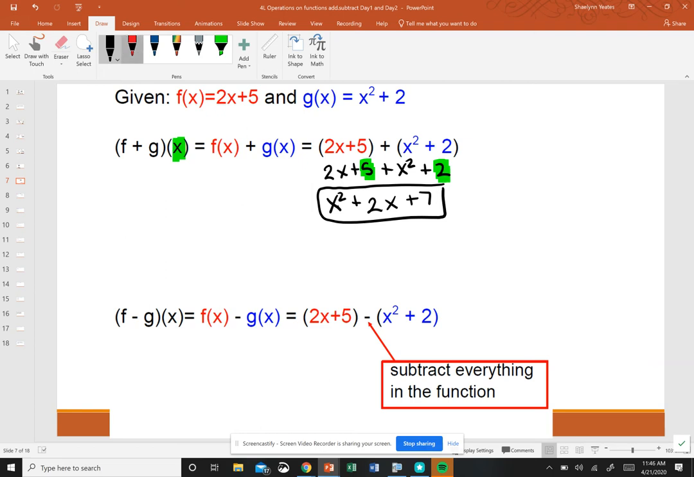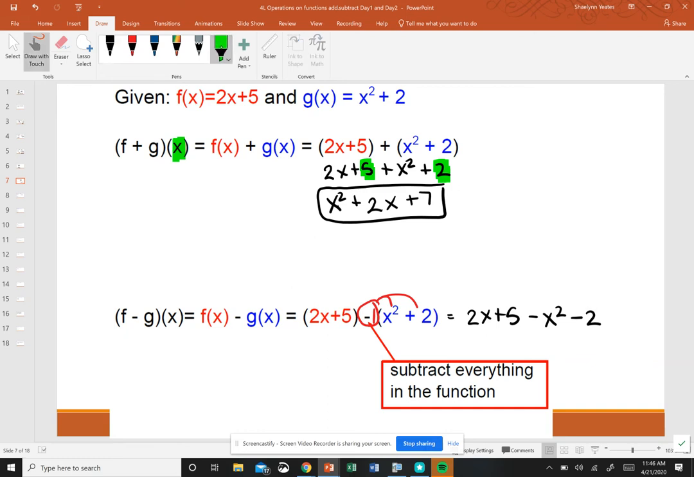Now with subtraction, there's a special thing. Now anytime we just have a subtraction sign, there's an invisible -1 right here. So we're going to take our invisible -1 and we're going to distribute it through. So we still have the 2x plus 5. Nothing exciting has happened there, but -1 times x squared is negative x squared. And the -1 times 2 is just a -2.